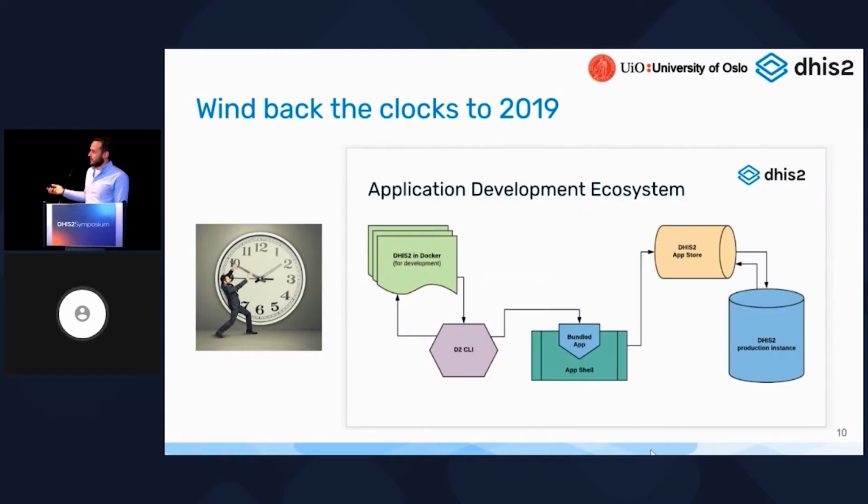So we also implemented an application development ecosystem. This is a very, very simplified version of this. Ecosystem probably isn't the right word. Maybe pipeline would be a better word. That goes from a developer building an application locally, testing against multiple versions of DHIS2, injecting that application into the common shell, uploading that to the App Hub. At the time of 2019, it was called the App Store, but that was a problem with certain trademarks.